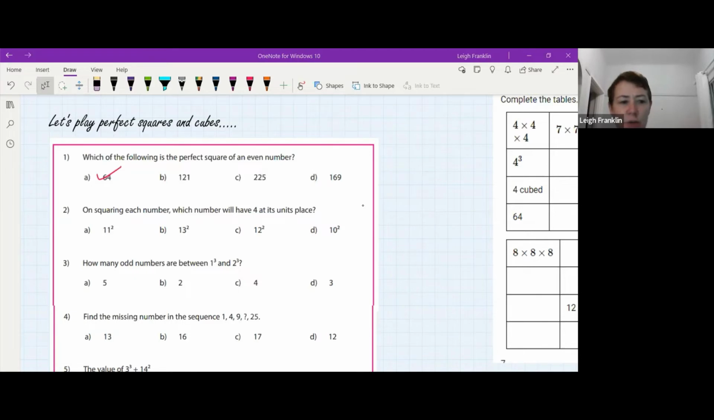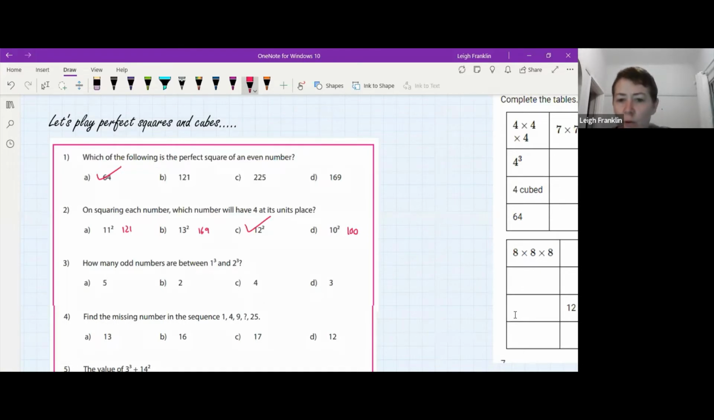Okay, SK, do you know the answer to number 2? On squaring each number, which number has a 4 in its units place? It's 12. Okay, and that's because 12 times 12 is 144. So if we've learned our perfect squares, it's really easy because this is 121, this is 169, and that's 100. So that's why it has to be C.